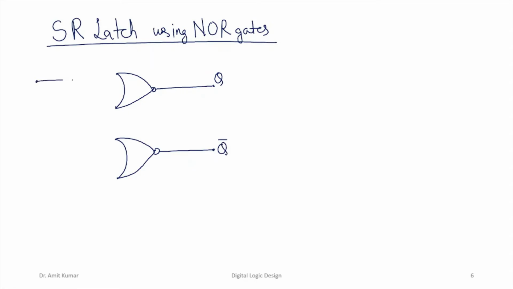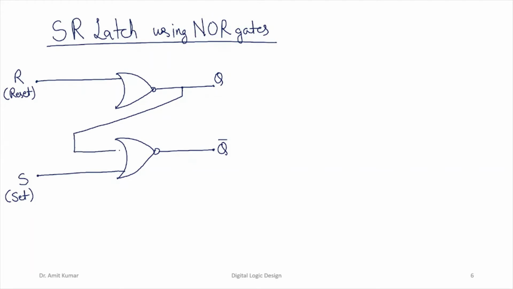These are going to be the two inputs. We call this input R, and we call this input S. So this is the set input, and this is the reset input. This output Q will be connected to the input of the NOR gate in a feedback manner like this. This output Q bar will be connected to the input of this NOR gate in a feedback manner like this.